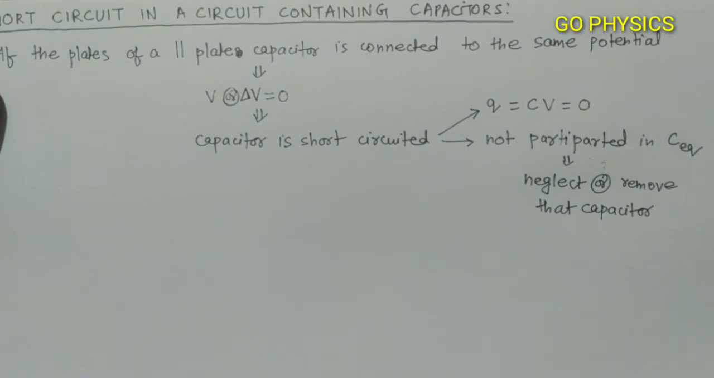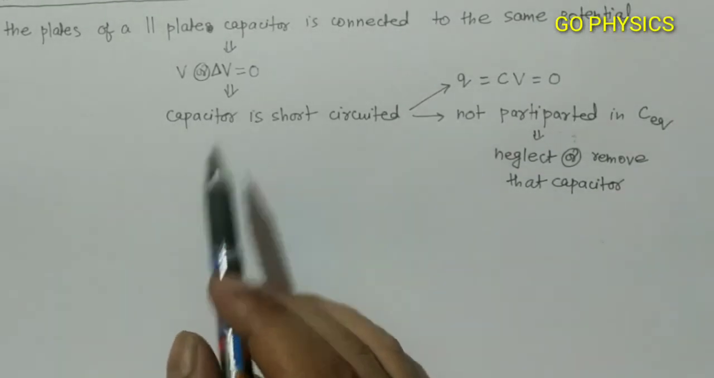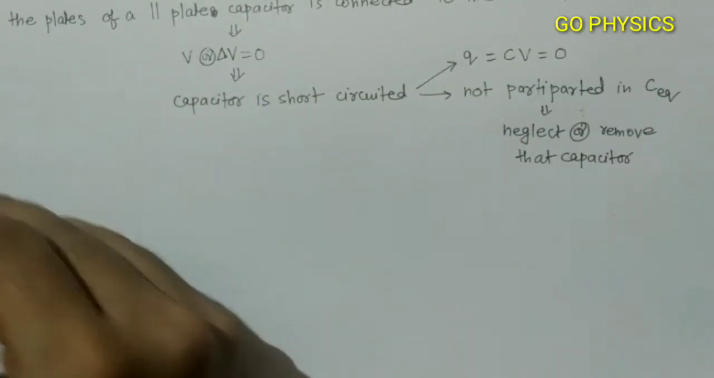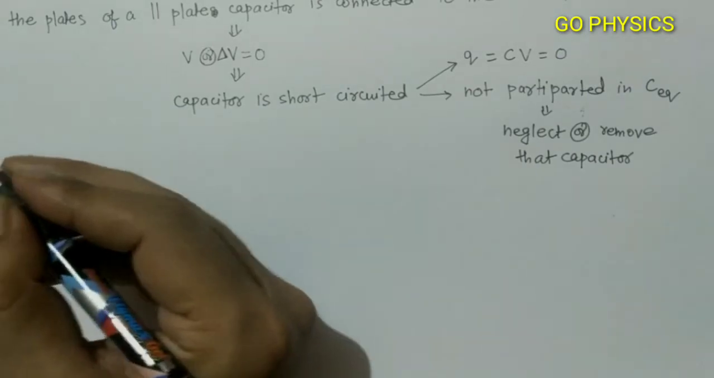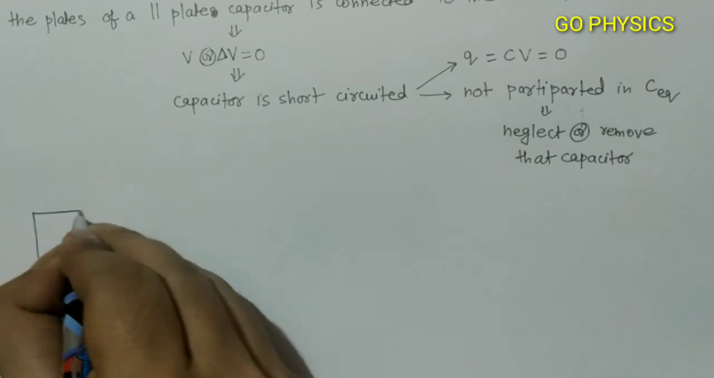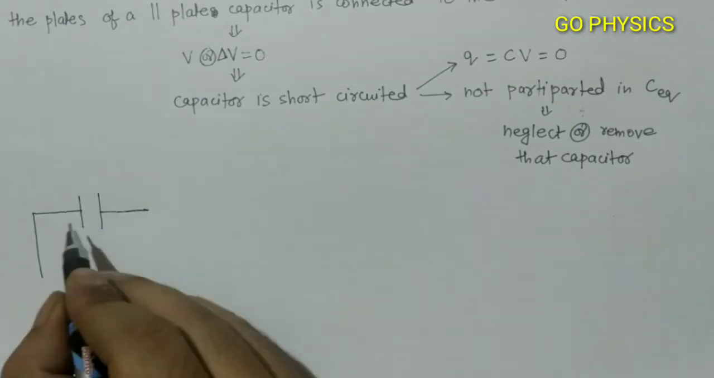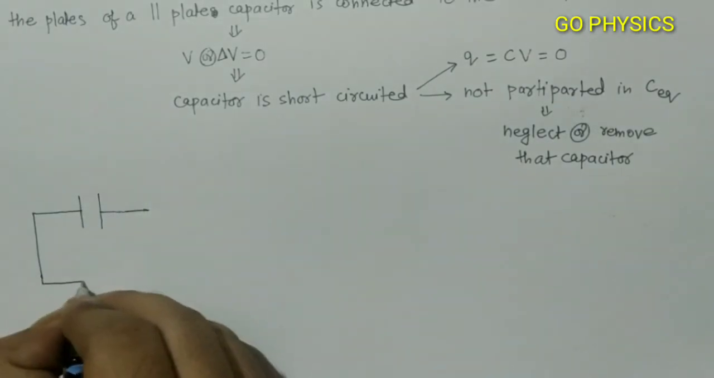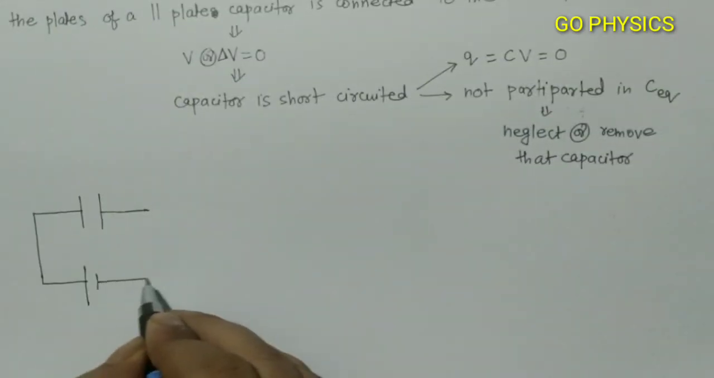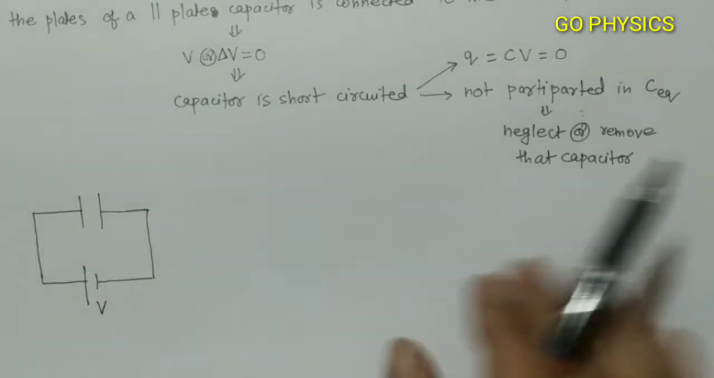Now we will see some examples to make this illustration of the short circuit more clear. So let's see example number 1. This is the easiest example we can say. Let us consider we have a capacitor, and this capacitor is connected to a battery of voltage V. Clear?